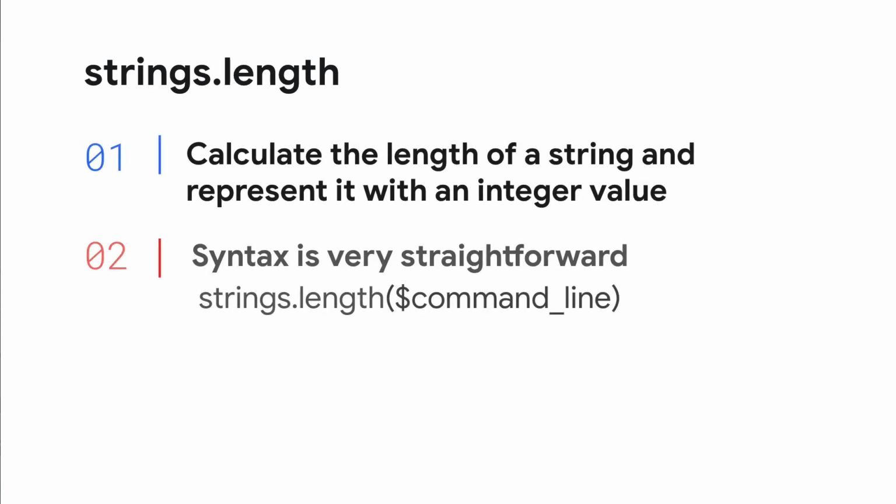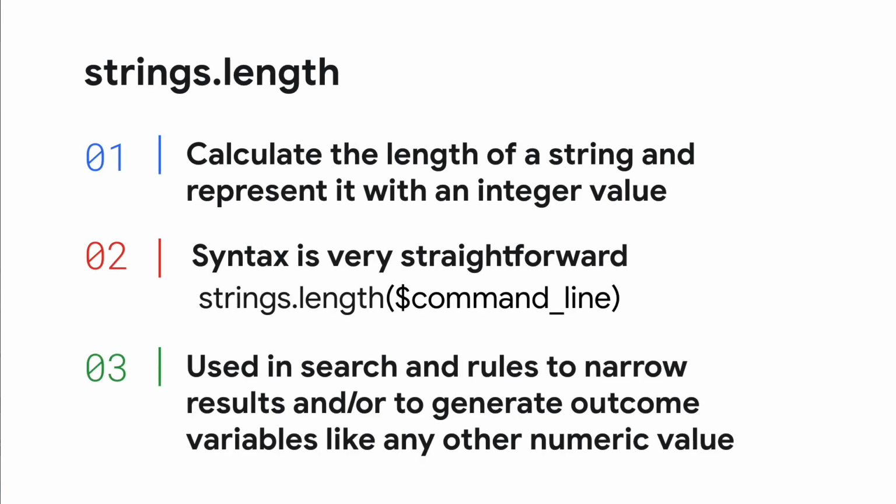The strings.length function provides us the ability to generate an integer value based on the number of characters in a string and then apply additional criteria to this value. The syntax is very straightforward. Just provide the function along with the field or variable that we need to calculate, and then depending where the function is used, it may require an aggregation function like max or min to be prepended to it along with the outcome variable, or it could be used as a threshold value in the condition section of a rule.